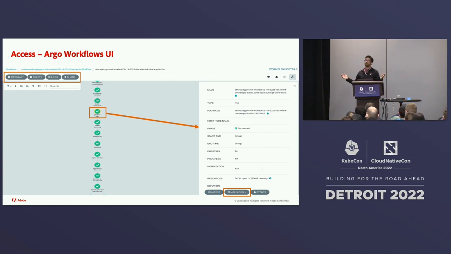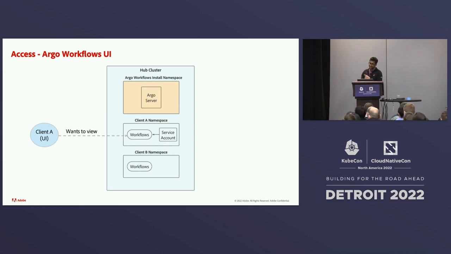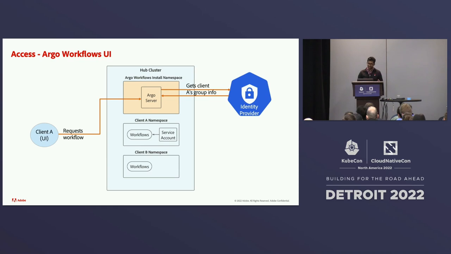While this is great functionality to have, how do we make sure that clients are only doing this for workflows that belong in their own namespace on the cluster? When a client wants to access a workflow resource through the UI, whether or not they can access that resource depends on two things: the client's group membership, as well as the presence of a service account in the namespace of the requested resource. To achieve this, we use single sign-on and the workflow's namespace RBAC feature. Let's go through this step by step. After receiving a client's request to access the workflow resource, the Argo server will first get the group member information for that client through the configured identity provider.